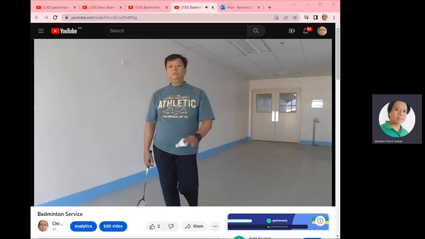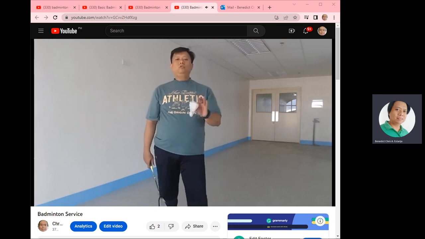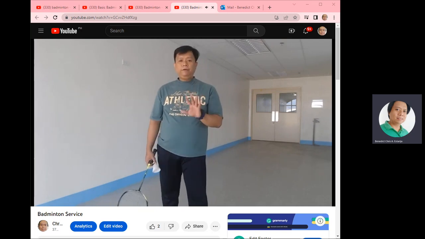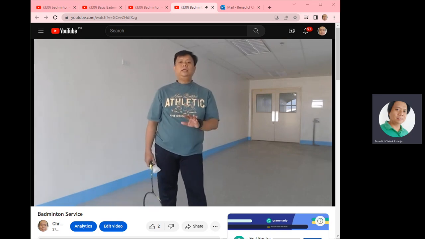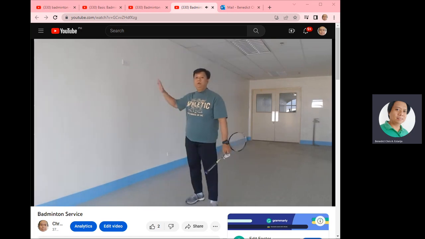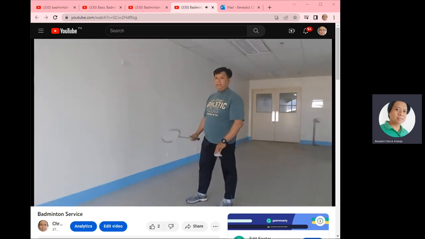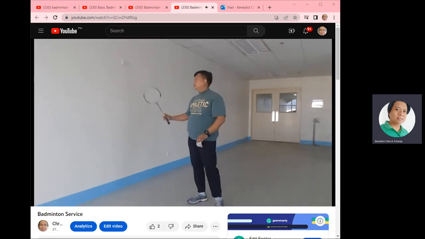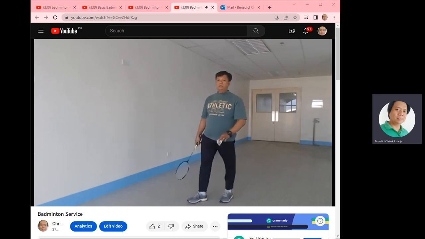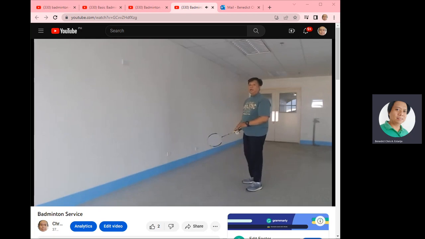So what we're going to be doing right now is that we are going to try to do 5 short services and then 5 long services. Now, I do have a wall here where I'm going to pretend that this is the net, and I'm going to let the shuttlecock touch the wall. When it goes down, I pick it up and I restart again with my service. Okay, so here we go.